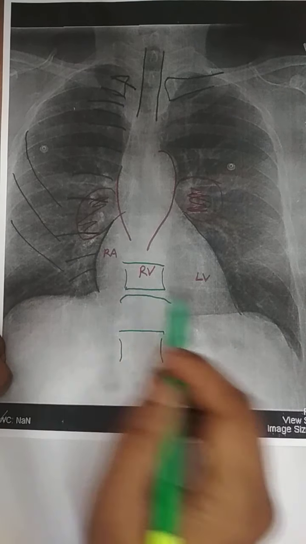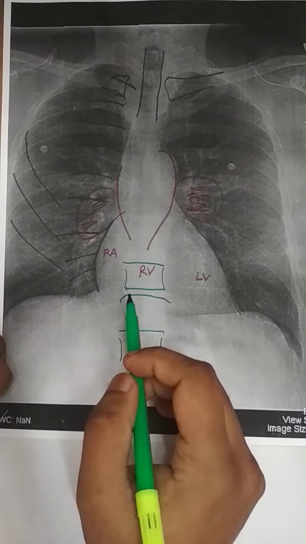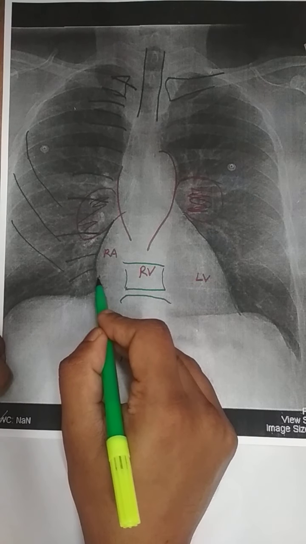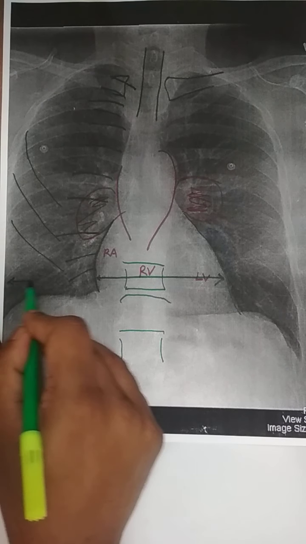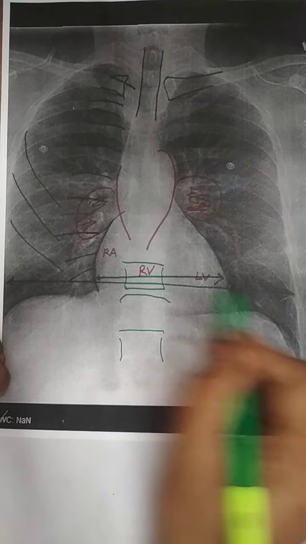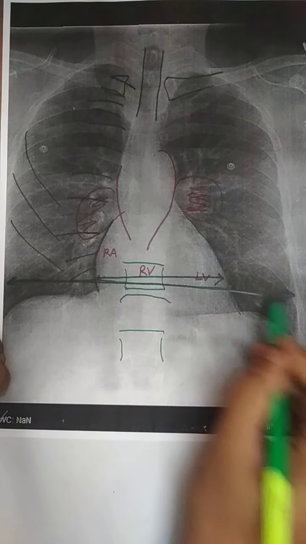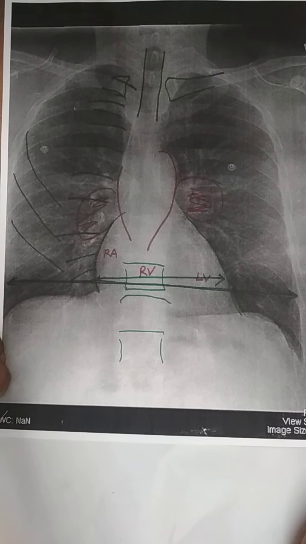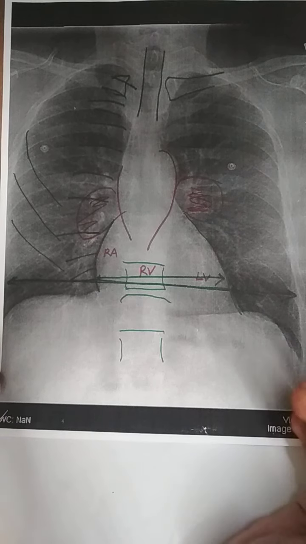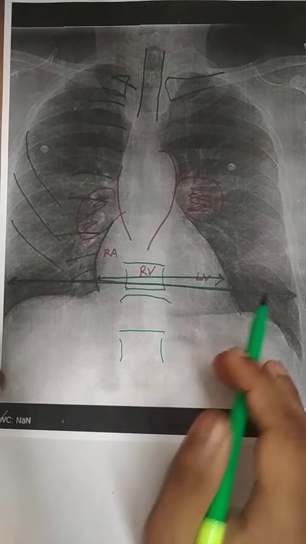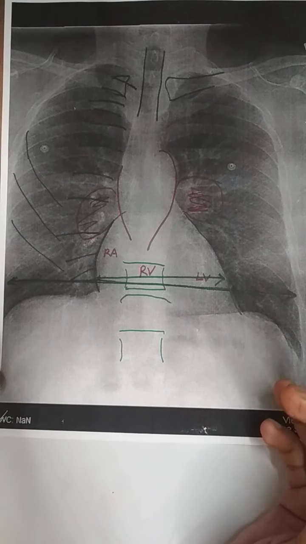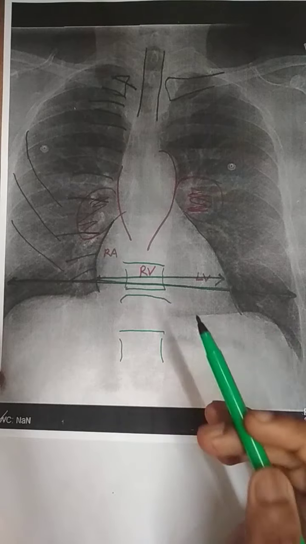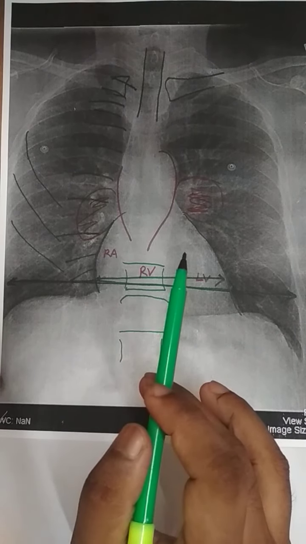So the cardiothoracic ratio is the comparison of the width of the heart to the whole thorax. So this is the width of the heart, and this is the width of the thorax. The ratio between these two is called the cardiothoracic ratio. Normally the width of the heart should be 50% or less than 50% of the total lung field. If it is more than that, it suggests some kind of cardiomegaly. Okay. This concludes the C section.